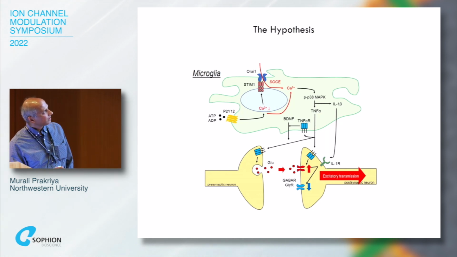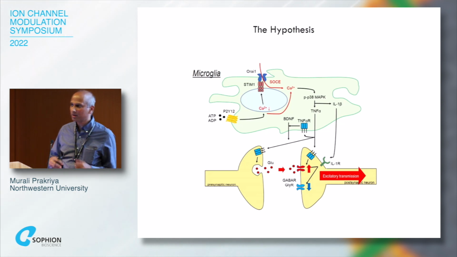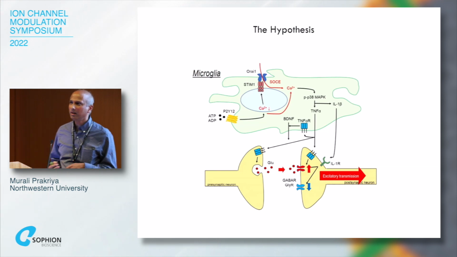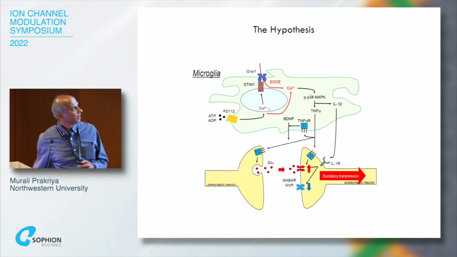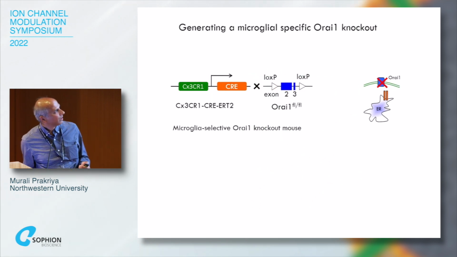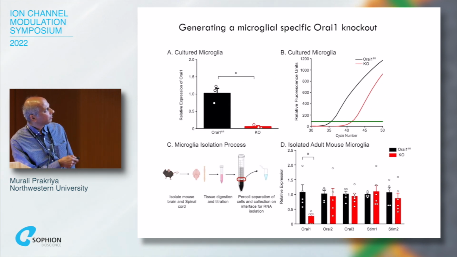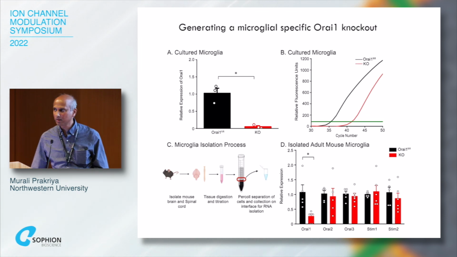And so our hypothesis is that if we conditionally delete ORAI1 in microglia, then it might impair the production of some of these inflammatory cytokines, which can drive the underlying pathology in terms of the remodeling that occurs in the spinal cord and beyond. So we made a microglial-specific ORAI1 knockout mouse by crossing CX3CR1-Cre with ORAI1-flox mice, and verified that this is a knockout. We're looking at the mRNA and so forth, both in cultured microglia as well as in freshly isolated microglia from the spinal cord. And ORAI1 is lost, and there is no change in the expression of the other ORAI or STIM isoforms.